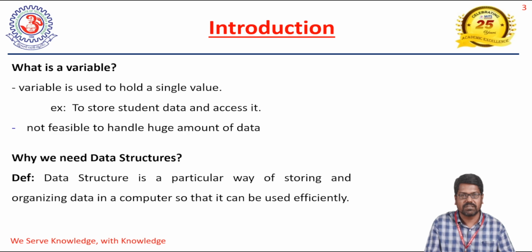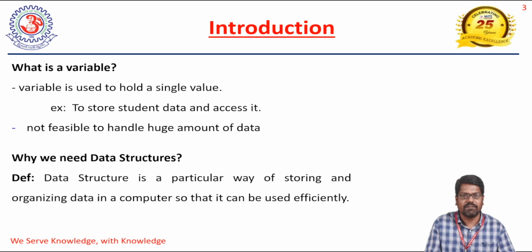If I want to store this information in a database, with the help of a single variable, I cannot handle this huge amount of related data. So what is the drawback of a variable? In this example, a student consists of so much related data, and with a single variable, we cannot handle this huge amount of data. To overcome this problem, we use the data structure concept. Because of that reason only, the data structure concept was introduced. With the help of data structures, we can handle a huge amount of data.